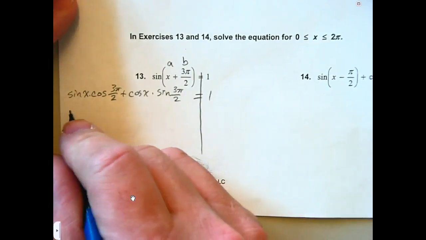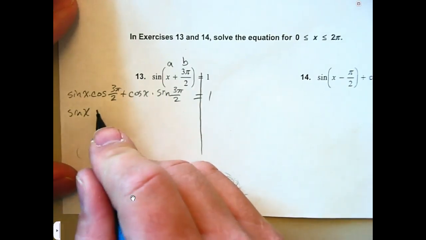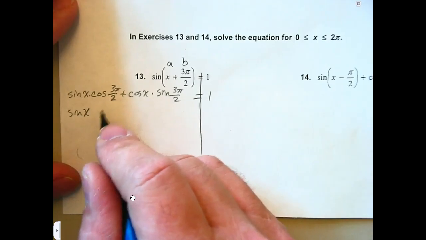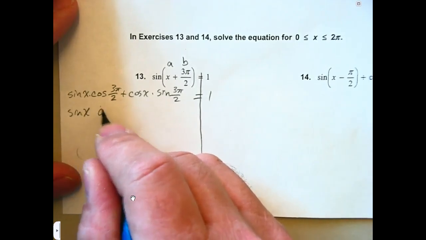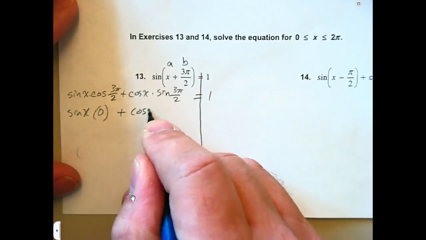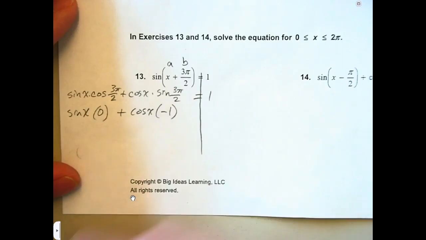Okay. All right, so this is sine x. What's cos of 3 pi over 2? It's 270 degrees, which is 0. Cos x. What's sine 3 pi over 2? Negative 1. Thinking of the unit circle there.